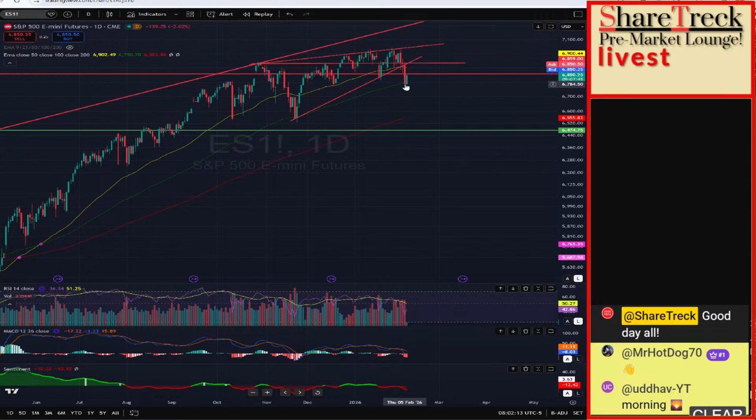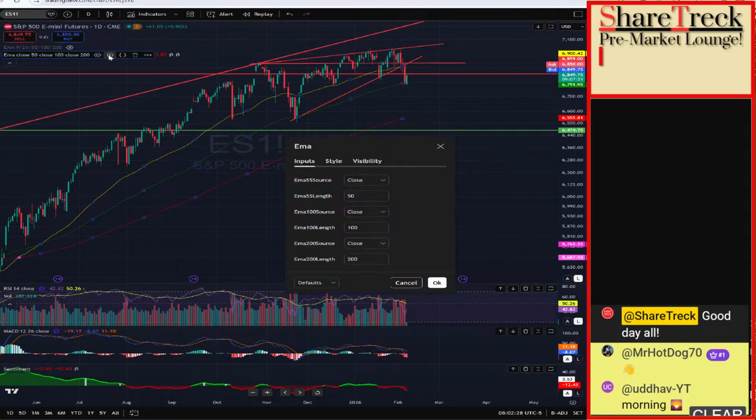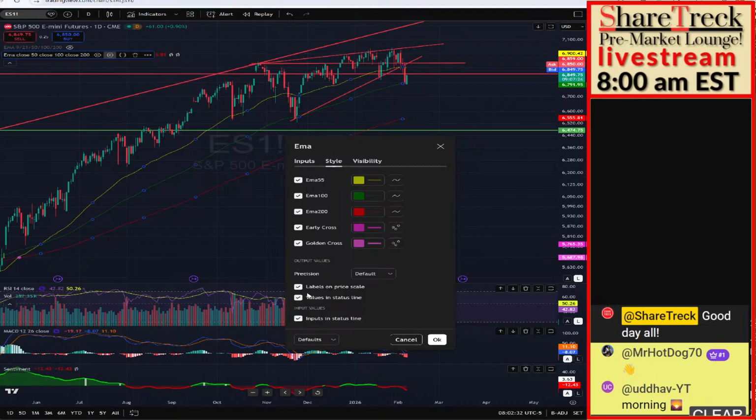But if we close below 6,784.50 today, and confirm this as a resistance, then not only would this horizontal red line become a resistance, but also the green line out here. Let me just go to the settings 1 minute and just make the lines a bit thicker.